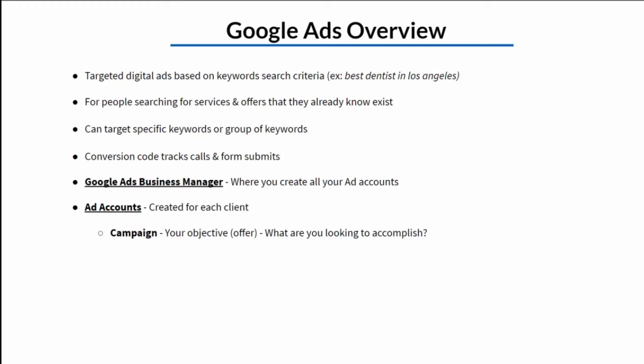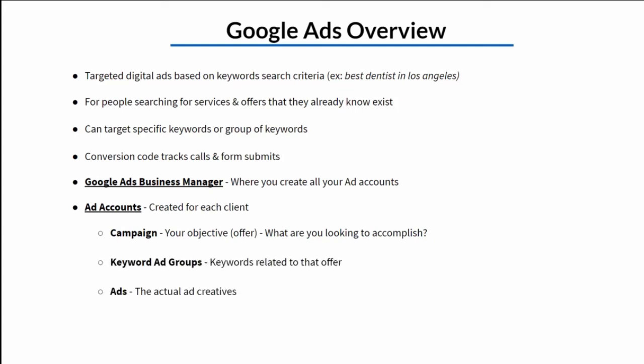And then you have your campaign. This is where your campaign objective, your offer is set up. So what are you looking to accomplish here? In a particular campaign, this can be kitchen remodel. So just think about a particular campaign where we want to get kitchen remodel projects for a local home remodel business. And then we have keyword ad groups.